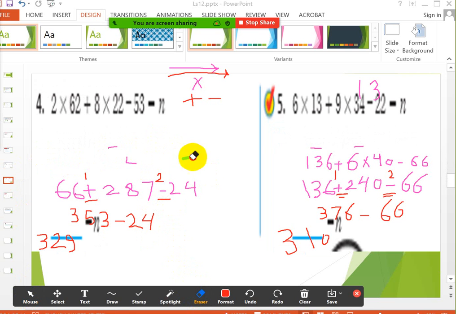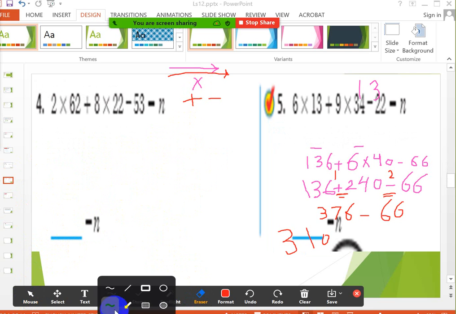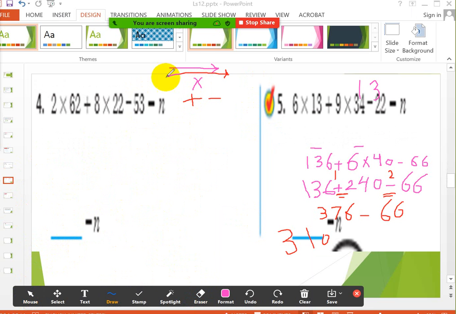In number 4, also I want to find the value n, and I have to follow the order to find the answer. First I have to start with multiplication from the left to the right. Then I have to add the numbers and subtract from the left to the right.